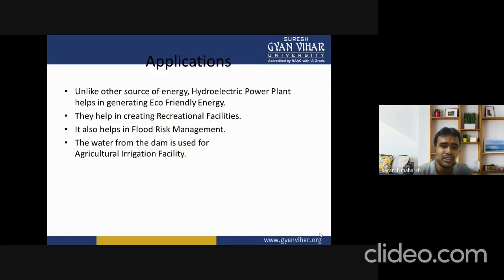Now we will discuss some applications. Unlike other sources of energy, hydroelectric power plant helps in generating eco-friendly energy. Second, they help in creating recreational facilities. Third, it also helps in flood risk management. And the last but not least, the water from the dam is used for agricultural irrigation facility.